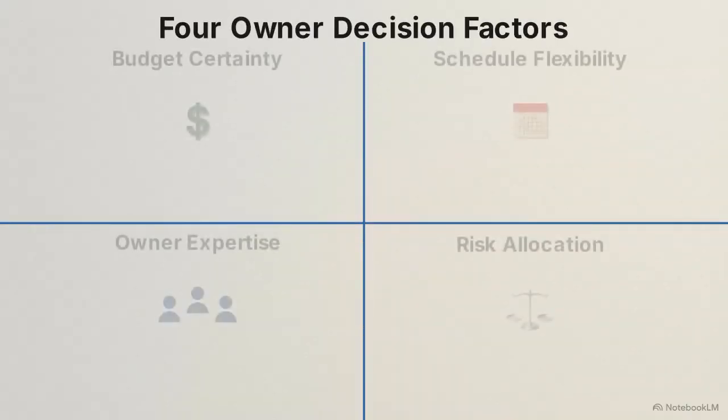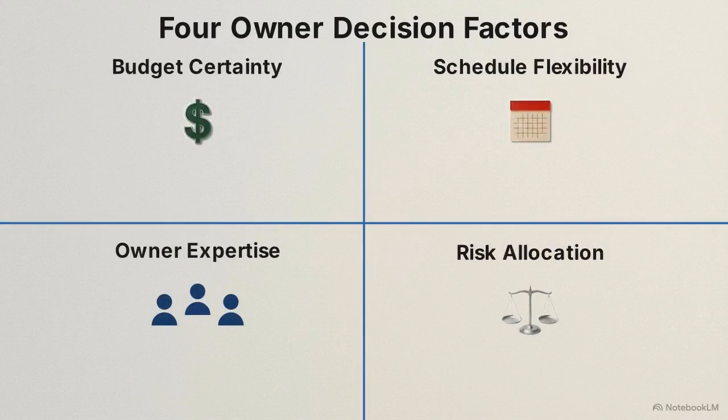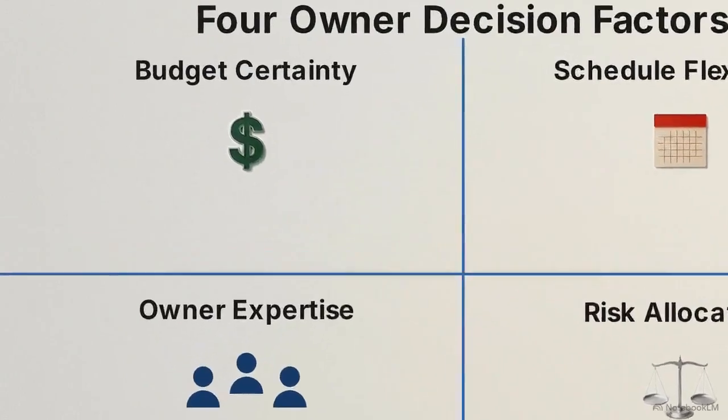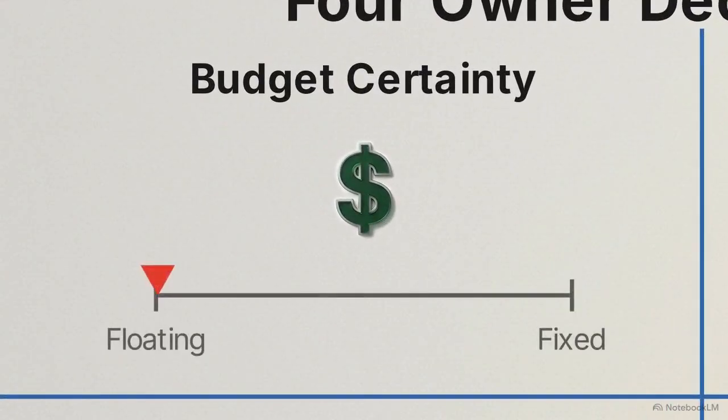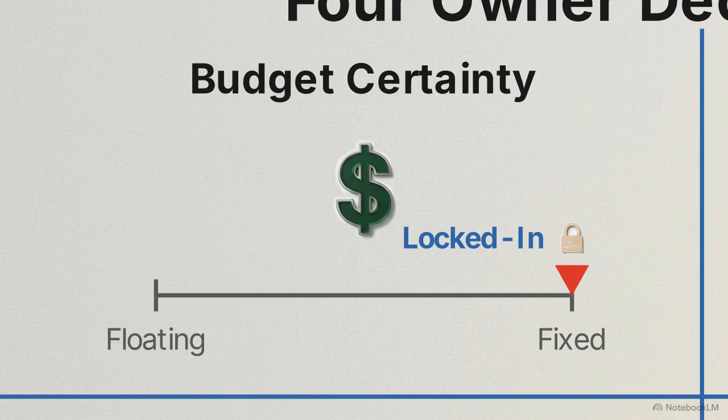This scorecard matrix shows the 4 owner decision factors. Before selecting a contract, every organization must audit their readiness across these 4 variables: budget certainty, schedule flexibility, owner expertise, and risk allocation. First is budget certainty. You need to determine exactly how much cost risk you can tolerate. Some owners can absorb fluctuations during the build. Others require a locked-in fixed price before construction can even begin.